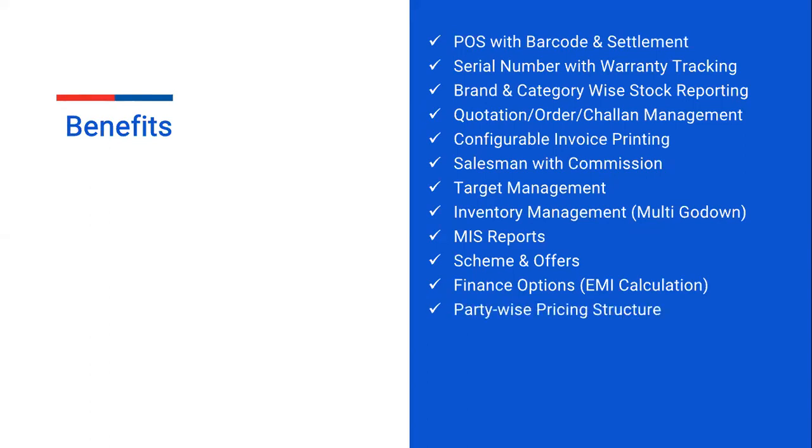Party-wise pricing structure. You have different parties, corporate clients, end user clients, and B2B clients, like business to business clients. For different customers, you apply different prices for each item. So we have options in Busy. You can maintain party item wise price structure.